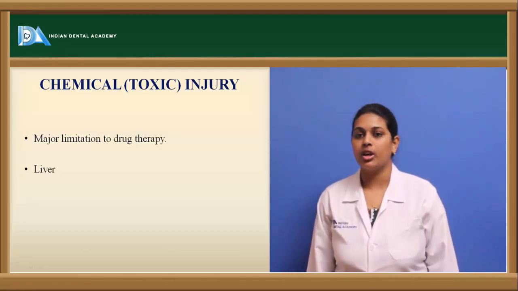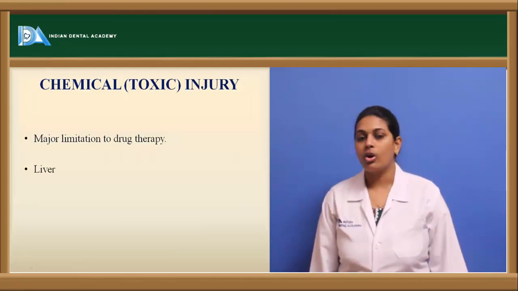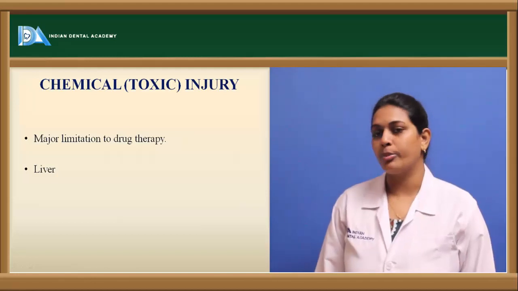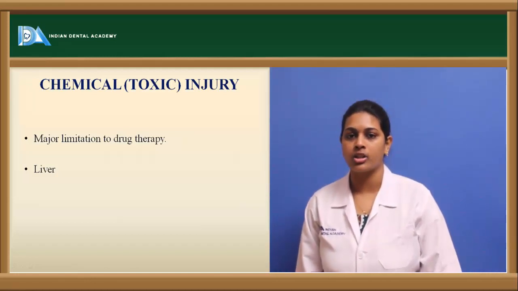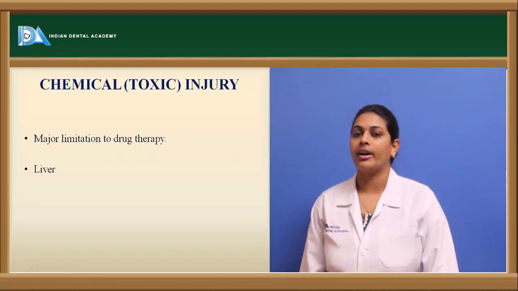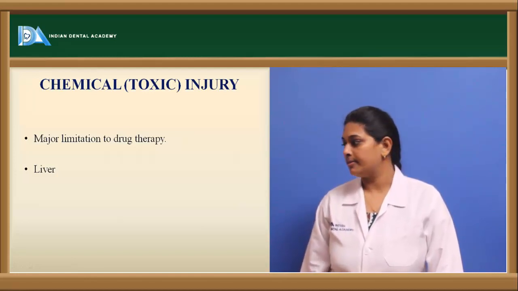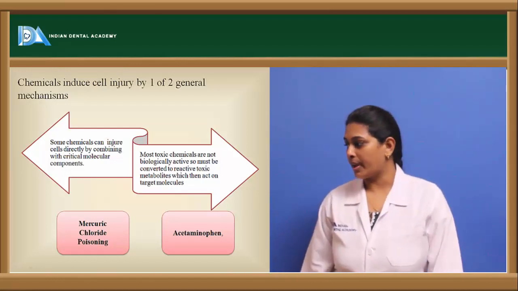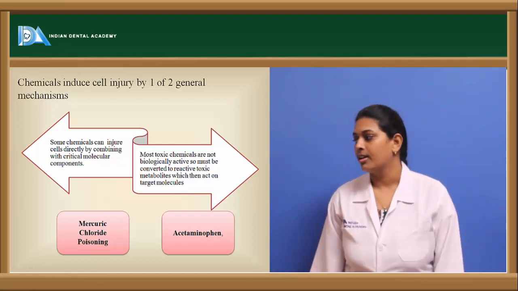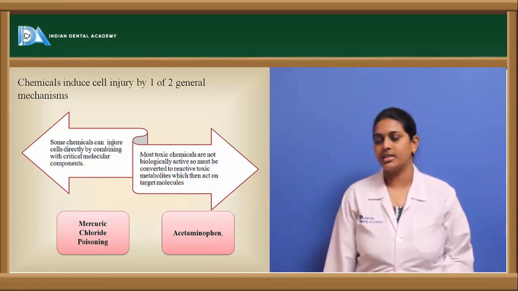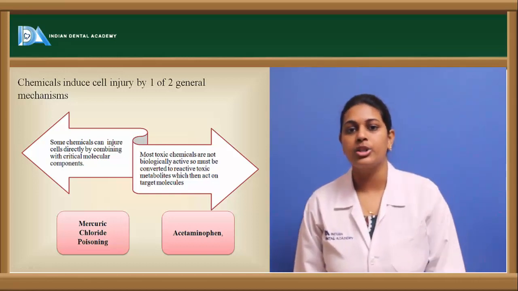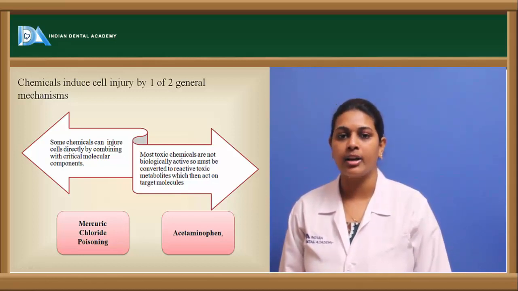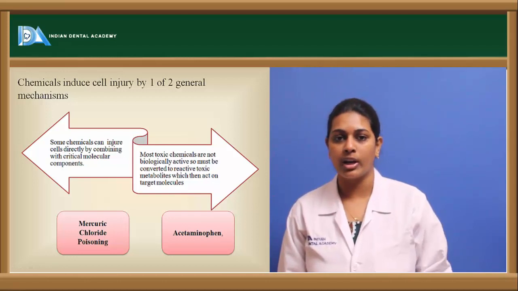Coming to the chemical injury, otherwise known as toxic injury, it is a more frequent and a major limitation to drug therapy, and the liver is found to be the target organ because most of the drugs get detoxified in the liver. There are two mechanisms by which chemicals induce cell injury. In the first mechanism, the chemicals can injure the cells directly by combining with critical membrane components. Say a chemical has an affinity to a protein present in the cell membrane; it can bind to it and show its toxic effect by moving into the cell.